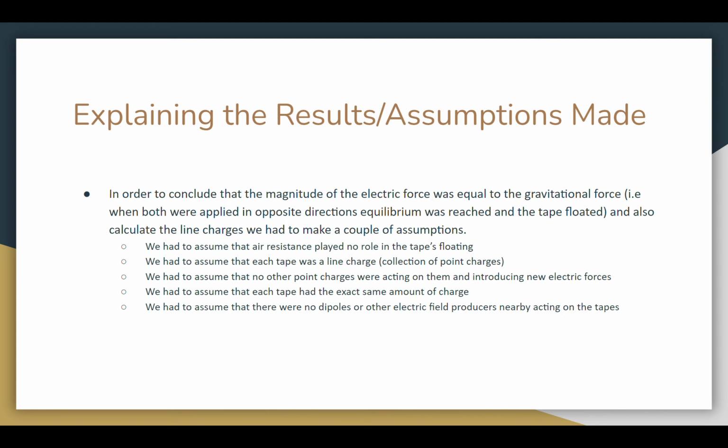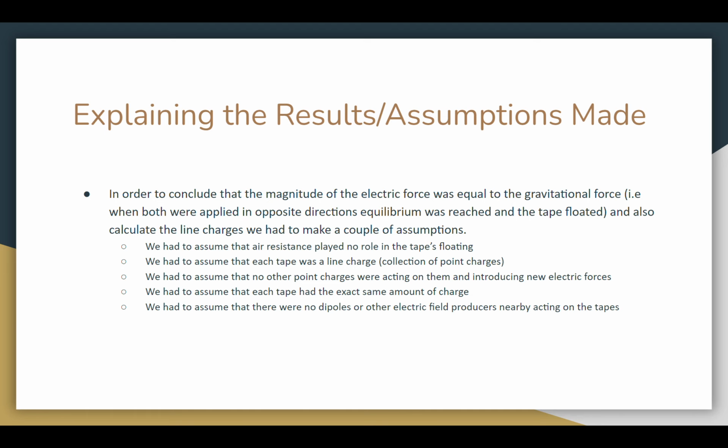We had to assume that no other point charges were acting on them and introducing new electric forces. We had to assume each tape had the exact same amount of charge, and we had to assume there was no dipoles or other electric field producers nearby acting on the tapes. So we had to treat this as its own isolated experiment that was in equilibrium and not consider anything else that may have been acting on it. And we also had to assume that they were line charges, which, albeit is a more accurate assumption than saying that it was a point charge, is still not perfectly ideal, right?